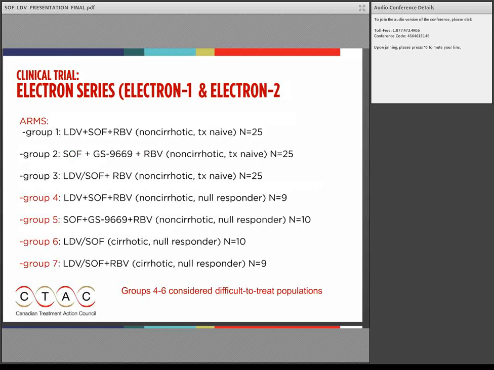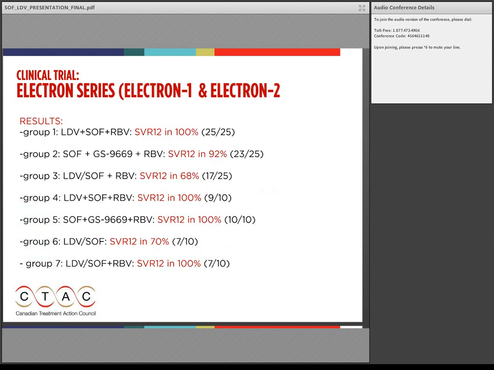Now, there were seven arms across these studies, and for me, the most interesting ones are groups 4 through 7. This is because it's in these arms that we're really seeing the results of adding or removing ribavirin, and we're specifically addressing people with significant liver damage who have had negative responses in the past. So 4 through 7, again, these are extremely hard to treat groups. And here are the results.